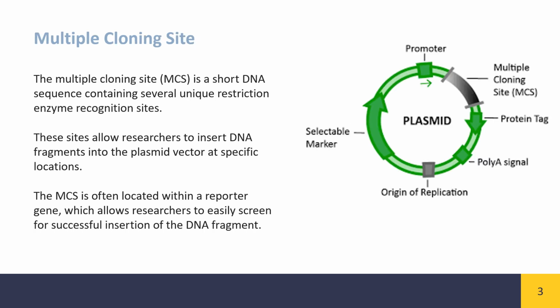One of the important sites in plasmid vectors is the multiple cloning site. It is also known as the polylinker. The multiple cloning site is a short DNA sequence containing several restriction enzyme recognition sites. These sites allow researchers to insert DNA fragments into the plasmid vector at specific locations. The multiple cloning site is often located within a reporter gene, which allows researchers to easily screen for successful insertion of the DNA fragments.